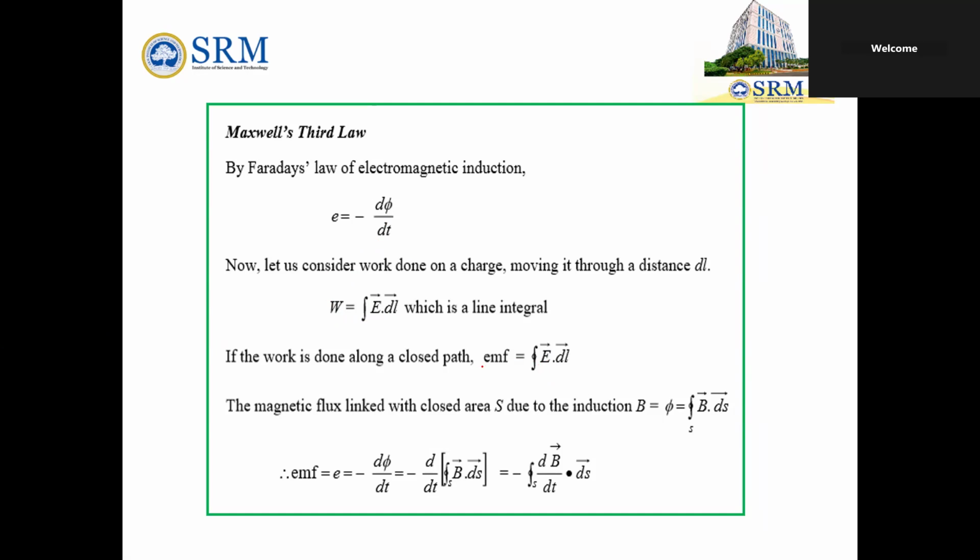The magnetic flux linked with any closed area S due to the induction B is phi, where phi is equal to the integral of B dot ds. Generally, you know this value; substituting the phi value here, we get d by dt of B dot ds. Very important, there is a minus sign. This minus is there for a reason. Don't miss it. So many students miss it in the problem. This mistake may give you 0 marks. It is minus of dB by dt dot ds.